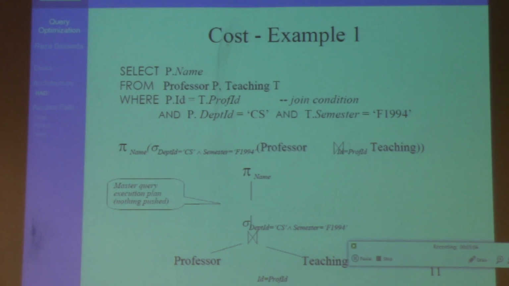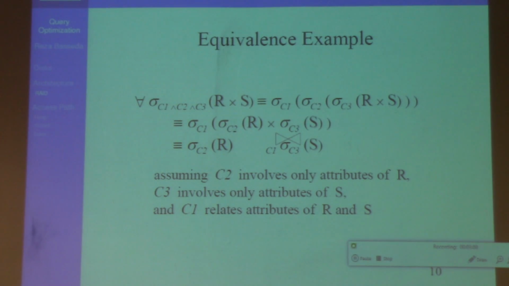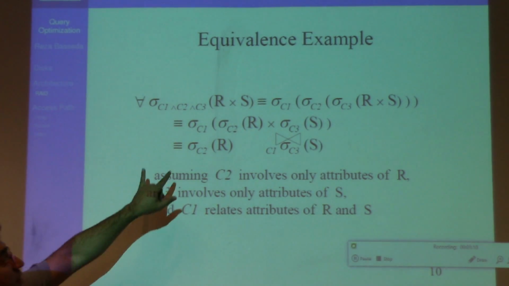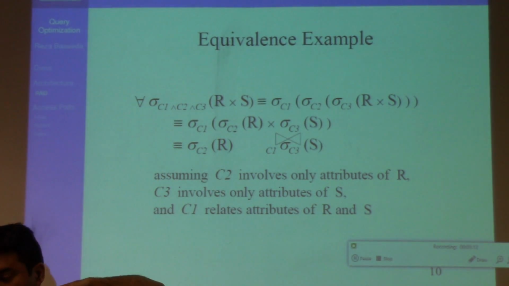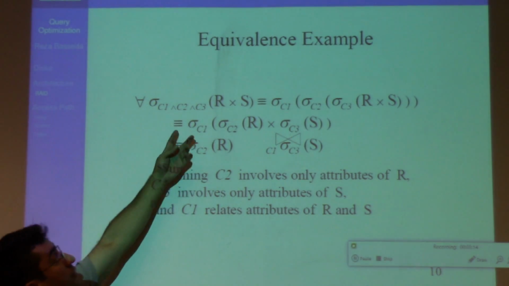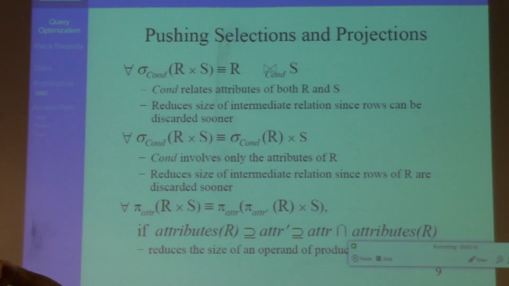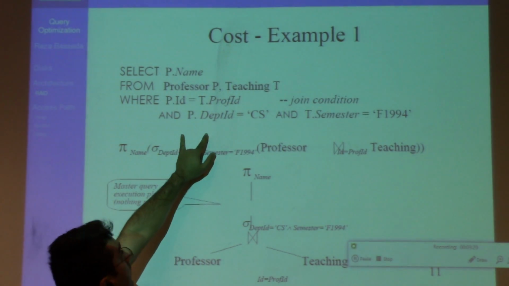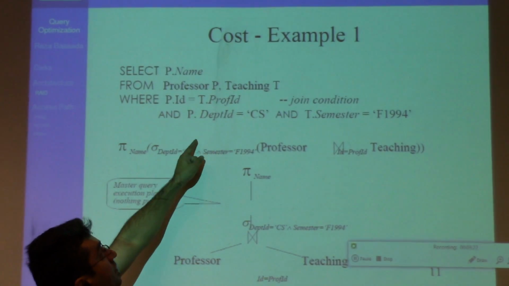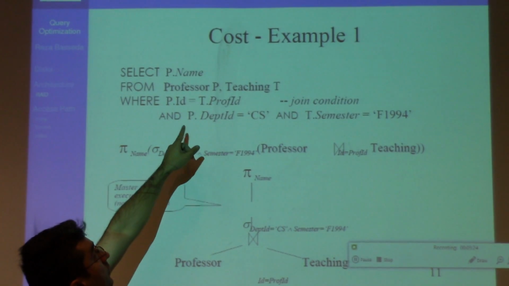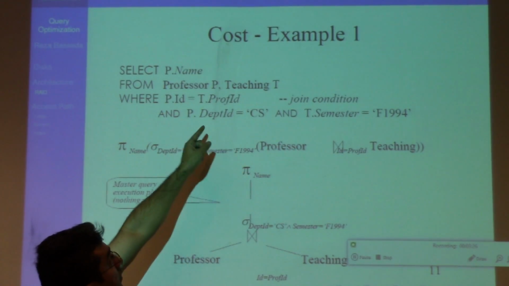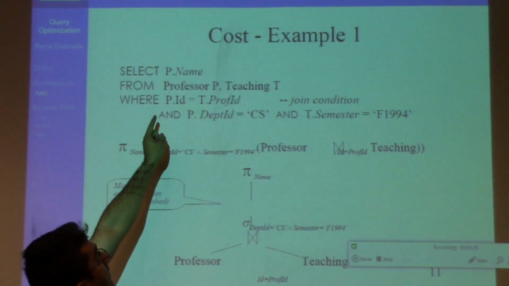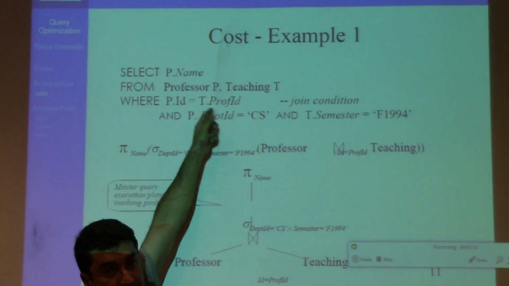So this is similar to the example I showed you in the previous slide. Suppose that R is the table professor, S is table teaching, C2 is a condition on the professor table, C3 is a condition on the teaching table, and C1 is a common condition.